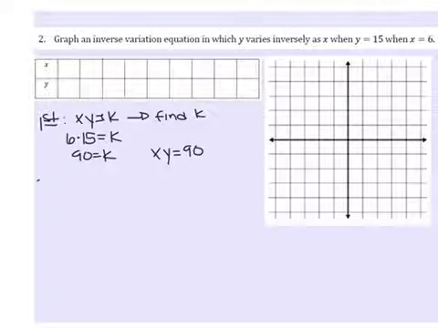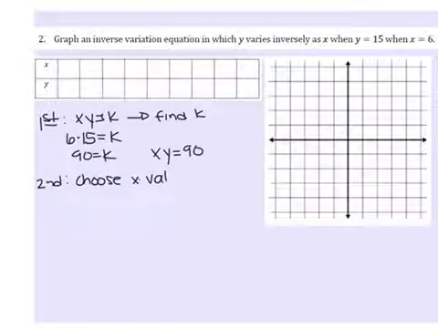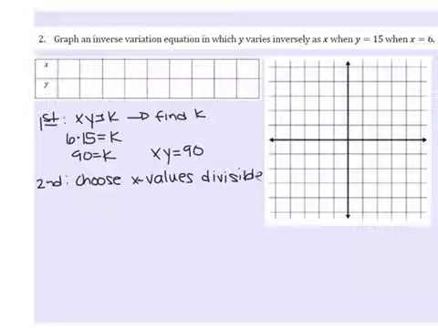So now our second step is we need to start using this table here. So we want to choose x values that are going to be divisible by 90, because just like in that first example, I'm going to have to divide 90 by something, and I want it to be a whole number. So I want to figure out my x values, and they're going to be ones that are divisible by 90.